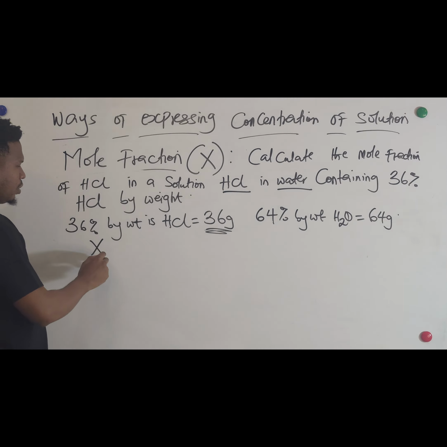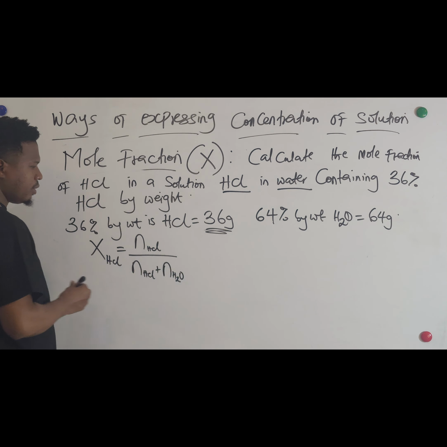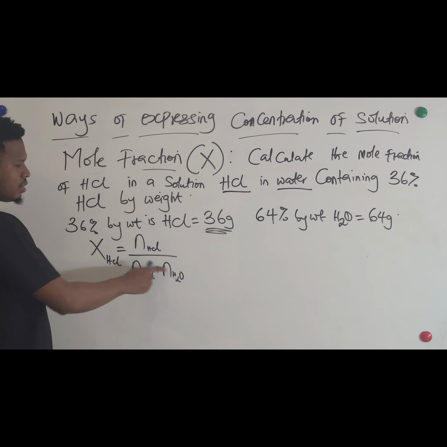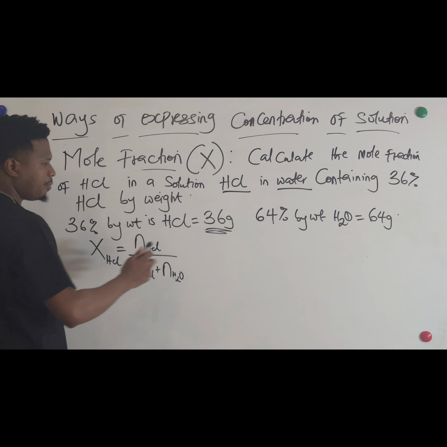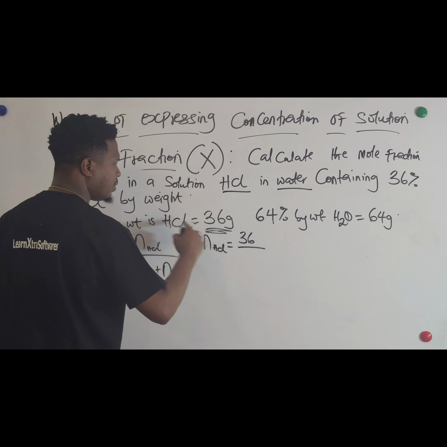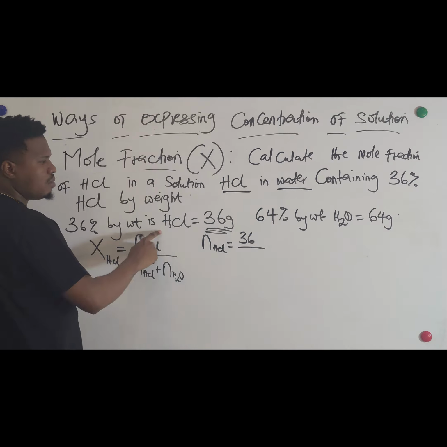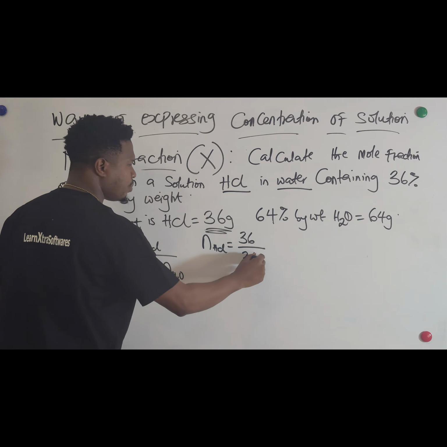Remember that mole fraction of HCl, which is the solute, is the number of mole of the HCl all over the number of mole of the same HCl plus the number of mole of water. So you need to get these things, then you solve. To get it is very easy. So let's get the number of moles for HCl. Number of moles of HCl is equal to 36 over the molar mass. What's the molar mass of HCl? Hydrogen is 1, chlorine is 35.5. Sum it, you have 36.5.